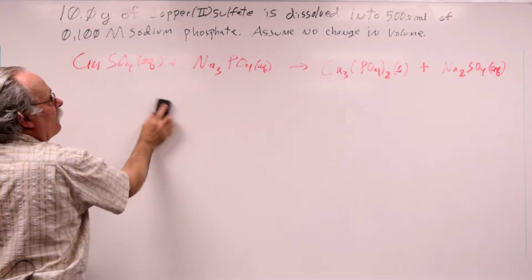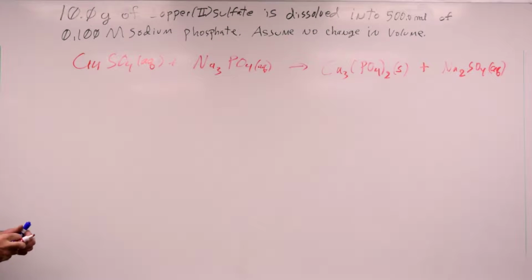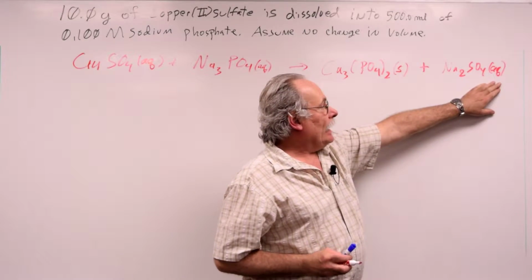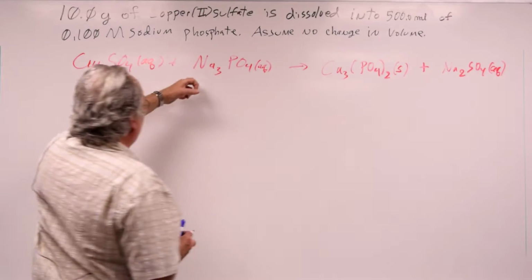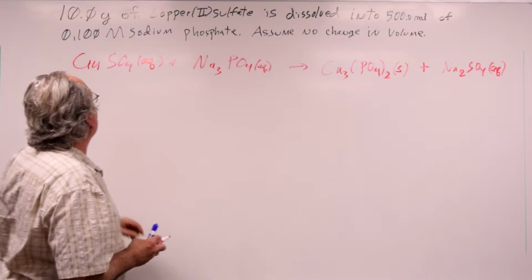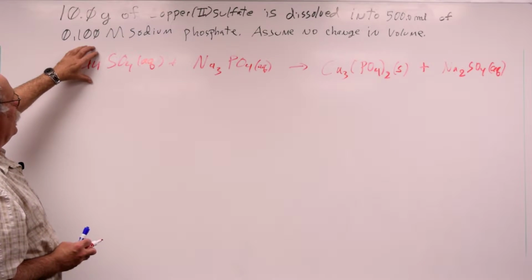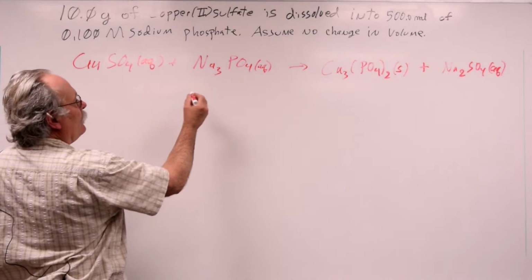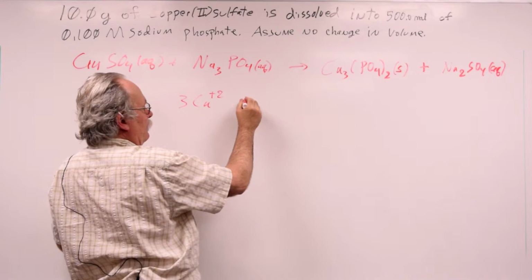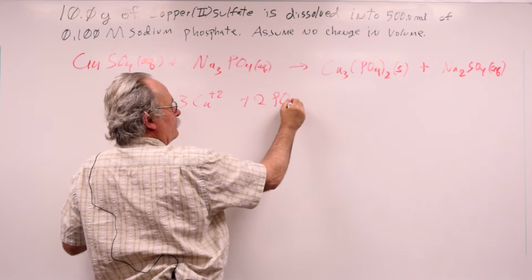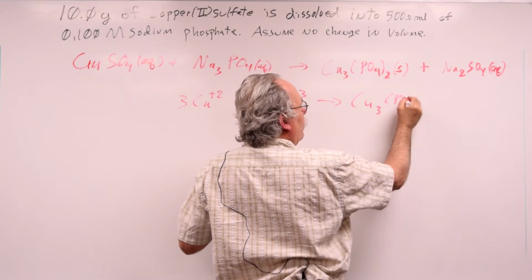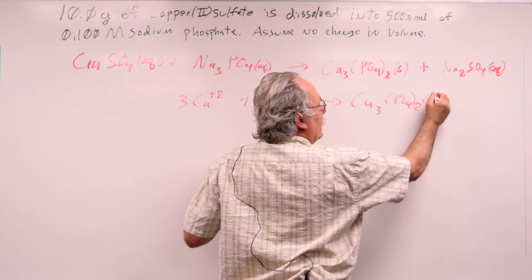Now if we want to ask ourselves what chemistry happens, we need to look at the net ionic equation. The sodium sulfate ions are aqueous. So sodium is a spectator ion, it's aqueous on both sides, and sulfate is a spectator ion. But what happened when we dropped in the copper(II) sulfate is that 3 copper 2+ ions reacted with 2 of the phosphates to form Cu3(PO4)2, and a precipitate occurred.